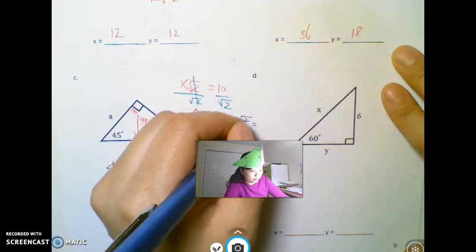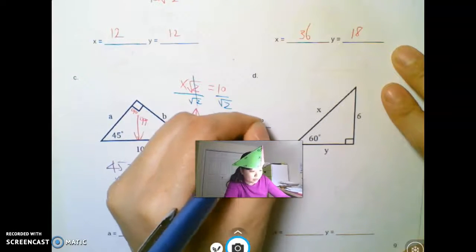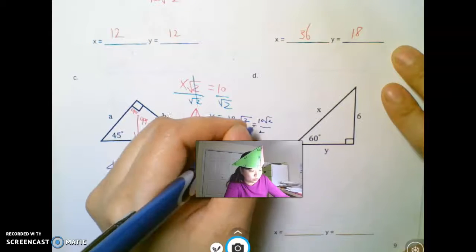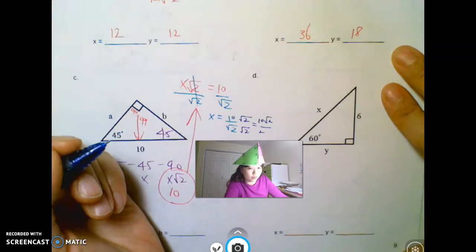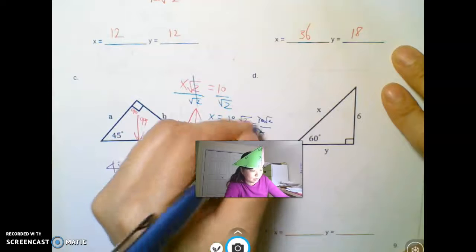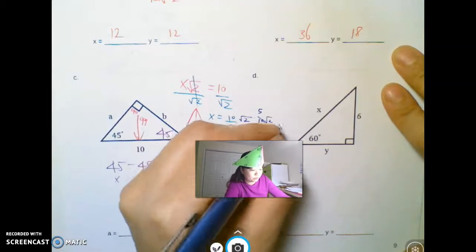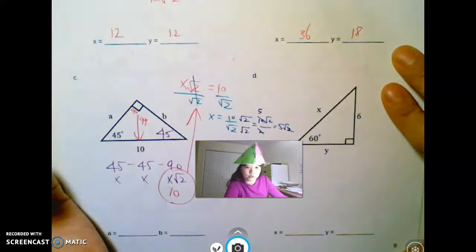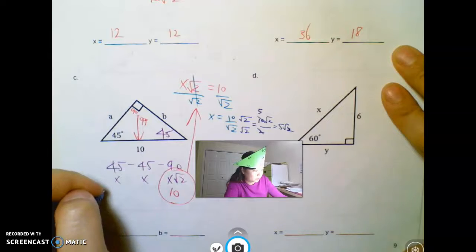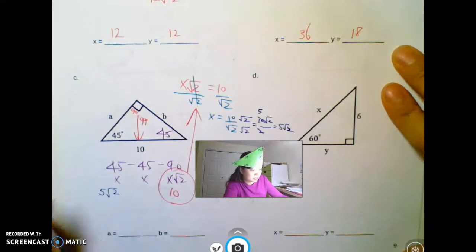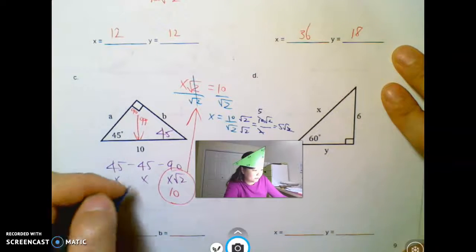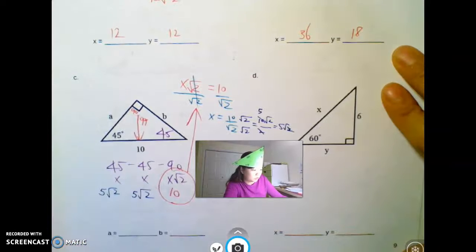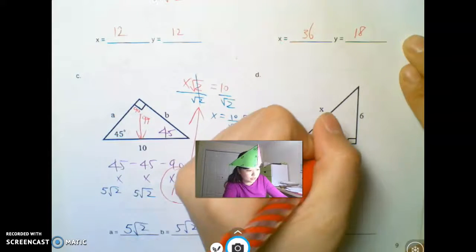So you have to multiply by the square root of 2's. So that makes 10 square root of 2 over 2. Can I simplify even more? Yeah, terrible. 5 square root of 2. So you have to do all that work to get to the x. But the good thing is this is 45, 45, 90, so the other one is also 5 square root of 2. Good? Let's take a look at D.